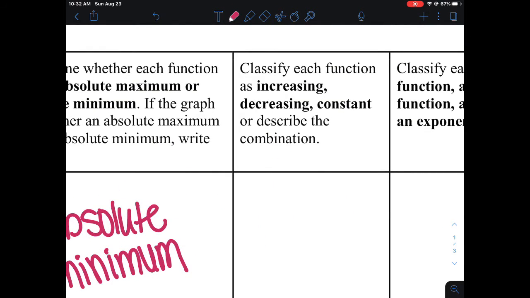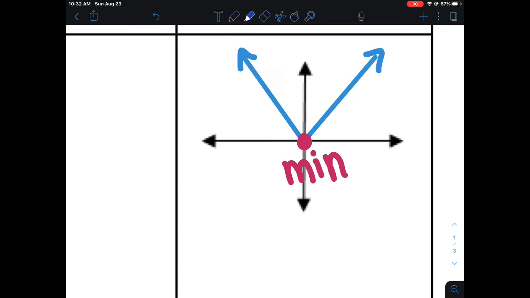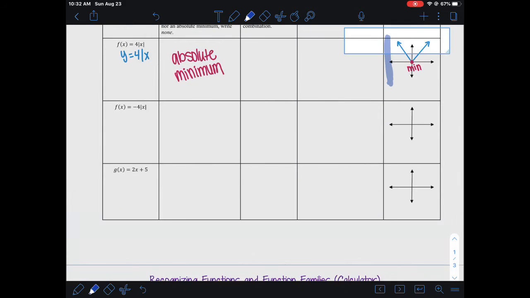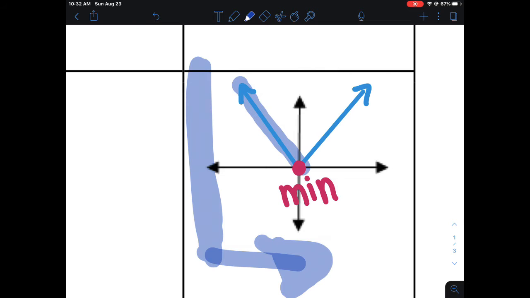The next part, classify each function as increasing, decreasing, constant, or describe the combination. If it's not always increasing or always decreasing, then it's a combination. So for this graph, and if you don't know how to tell if it's increasing or decreasing, we're going to start on the left-hand side of our graph. We're going to go to the leftmost point of our graph, and we're going to follow it going to the right, okay?